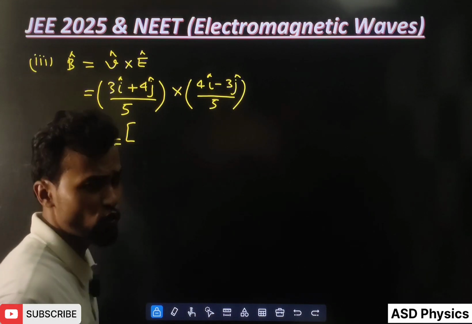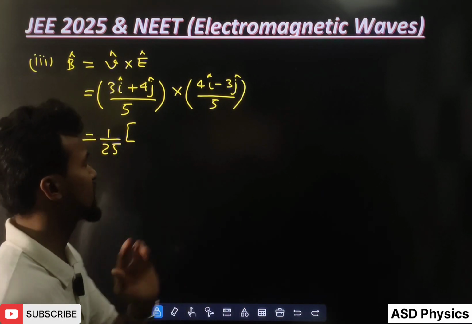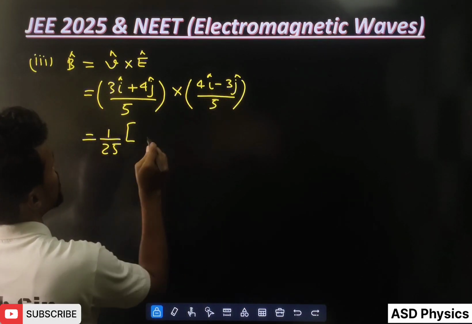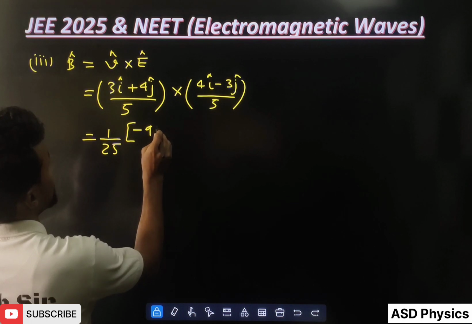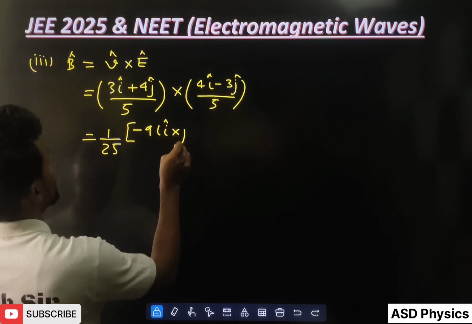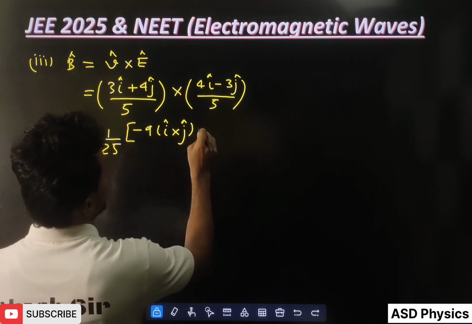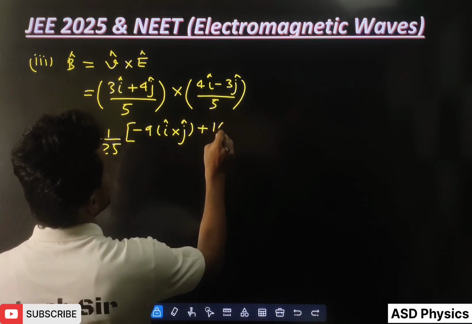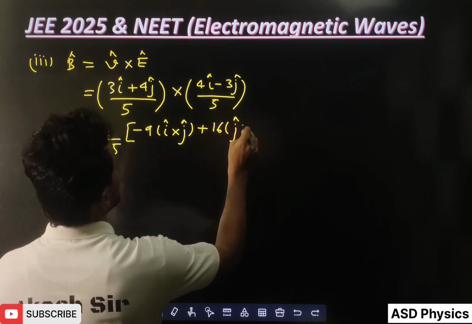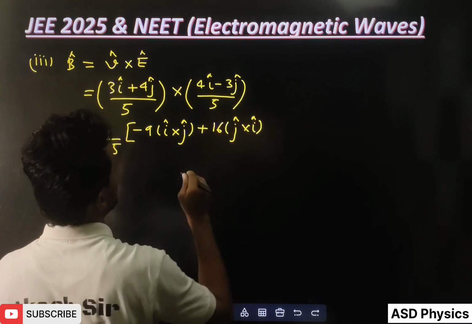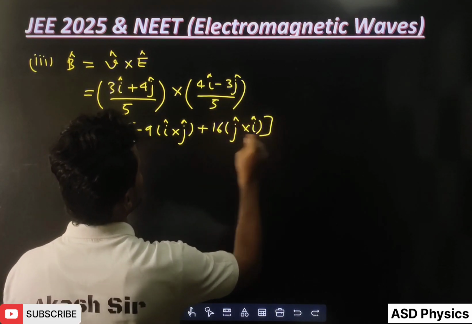So 3i cap cross 4i cap will be 0 because i cap cross i cap is 0. Now see here, 3 into 3 minus 9, it will become i cap cross j cap. After that, 4j cap plus 4 into 4, 16, it will become j cap cross i cap. And again, j cap cross j cap will be 0 here.